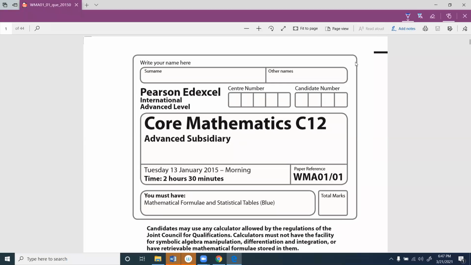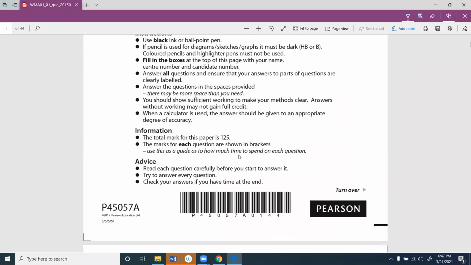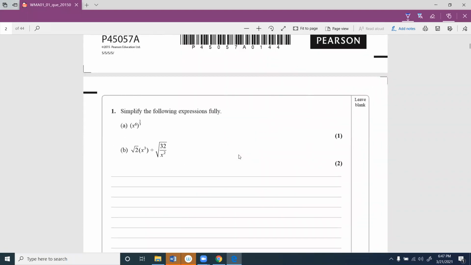Right, okay. Today we'll be starting with this 2015 January paper. The first question comes under indices. We can use the power of a power rule for this. So it's x to the power 6, all to the power 1 over 3. You can write this as x to the power 6 times 1 over 3. This is called the power of a power rule. So it turns into x to the power 2. This is pretty simple. You can get the answer over here.